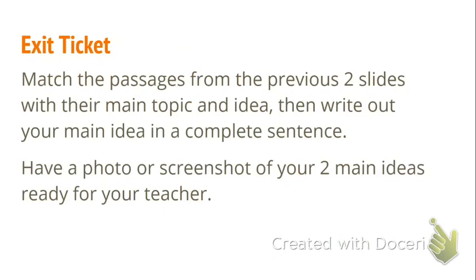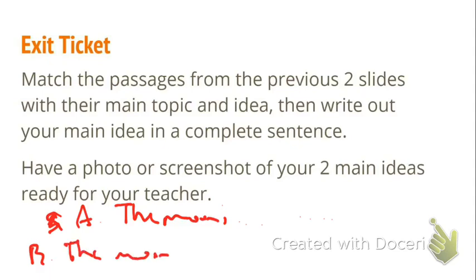Okay. Match the passages from the 2 previous slides with their main topic and idea. Then write out your main idea in a complete sentence. Have a photo or screenshot of your 2 main ideas ready for your teacher. So your answer would look like this. You can write A and B, and then you write the main idea. The moon's blah, blah, blah. Fill in the topic and the idea. And then the moon's blah, blah, blah. Fill in the topic and the idea for B. Make sure you have a photo if you wrote it down on paper, or a screenshot if you wrote it on your iPad, of your 2 main ideas ready for your teacher.